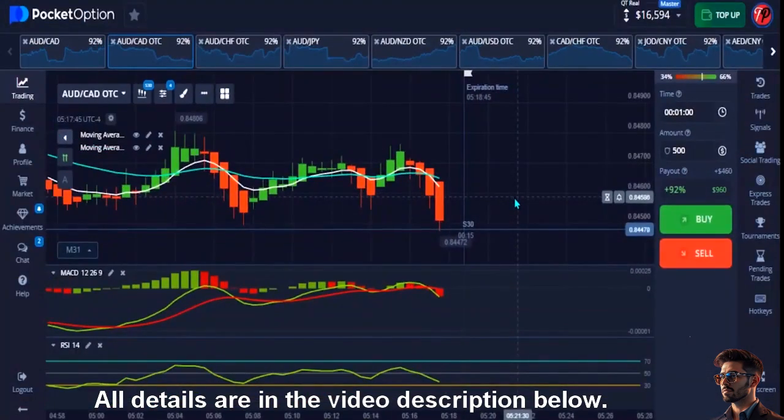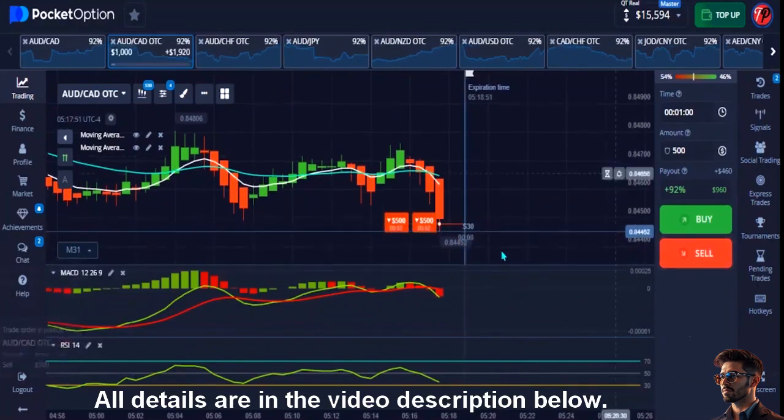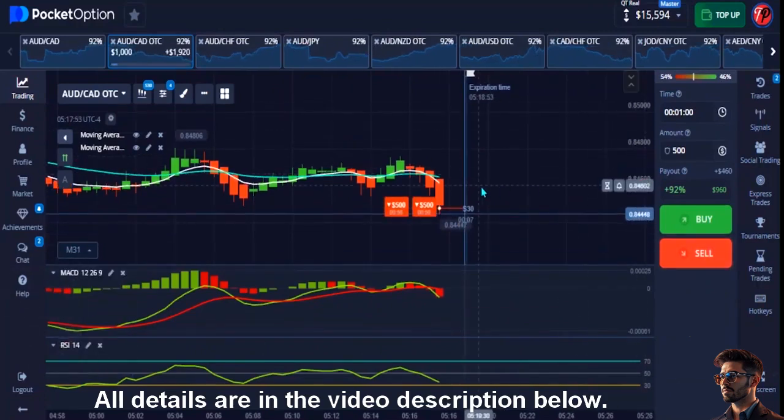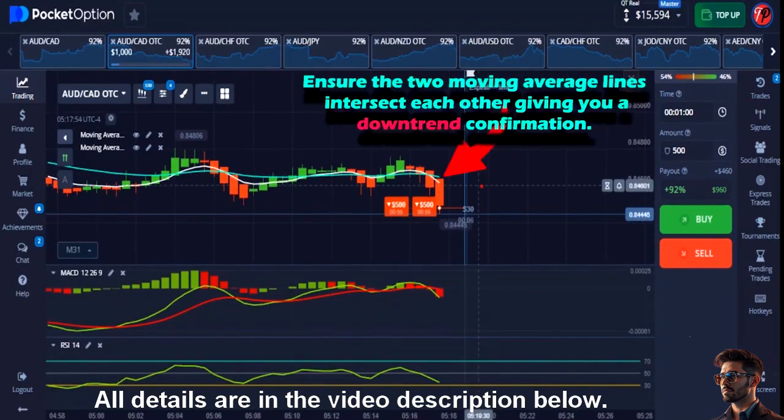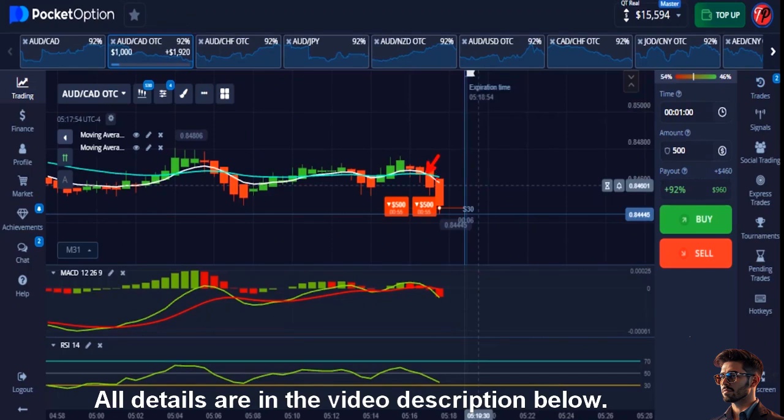Okay, over here guys, I'm finding another good moment. So over here I'm going to place a trade on that. As you can see, this is actually another perfect condition. So anytime you're going for a downtrend, the number one thing is to always make sure that you're having both moving averages intersect each other, giving you a downtrend.